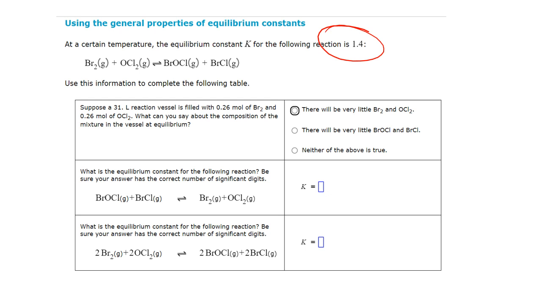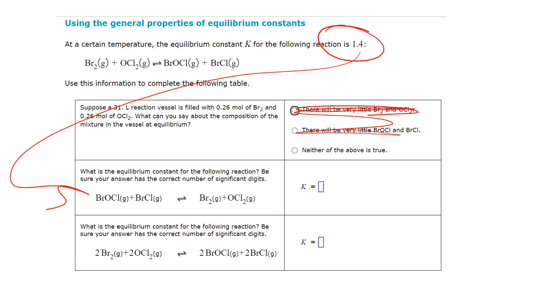So there's not going to be very little of either, because if you take Chem 2, you're going to see K values either extremely huge or extremely small, and then like 5 or something. And even if it is 5, it's not like there's very little of something. And so here you just have to play with K. We have the first reaction reversed, so it's 1 over 1.4. The second reaction we have doubled, so it's 1.4 squared.